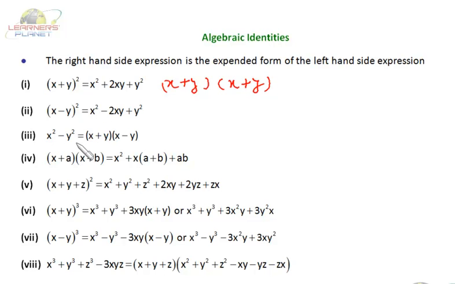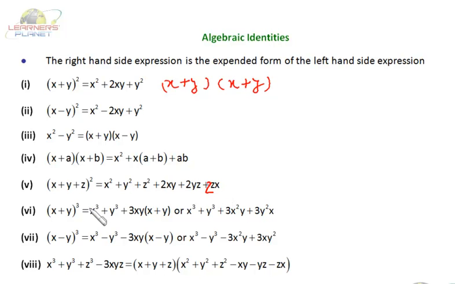Now x square minus y square is equal to (x plus y) into (x minus y). Now if (x plus a)(x plus b) format is there, then it will be x square plus x into (a plus b) plus ab. Similarly, if it is (x plus y plus z) whole square, then it will be x square plus y square plus z square plus 2xy plus 2yz plus 2zx.